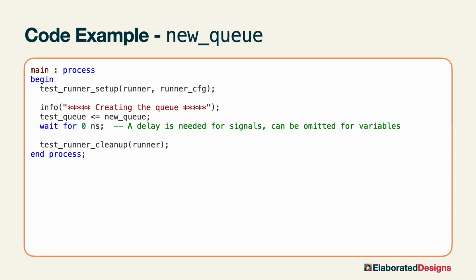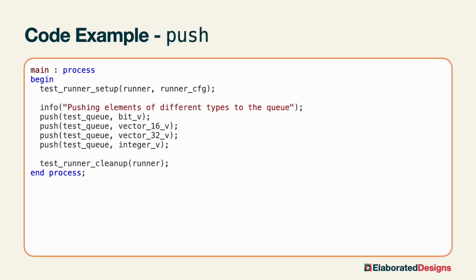If we use a signal to implement our queue, we must add a 0 delay after calling the new queue function for it to take effect. If we remove this delay, we'll get an error for trying to push data to a null queue. The push function stores a new element into the queue. Unlike SystemVerilog queues, a single VUnit queue can hold elements of different data types at the same time.